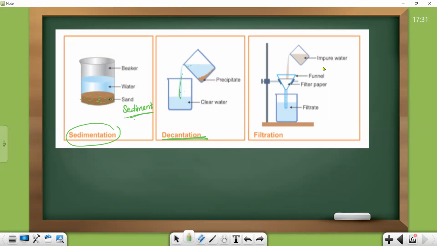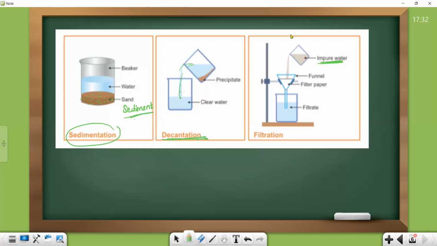Next, what about filtration? From the impure mixture, an insoluble solid and liquid can be separated by the filtration process. In the filtration process, generally we will use filter paper. If you are not using filter paper, simply separating the water, it is called decantation. If you are using filter paper to separate, it is called the filtration process.